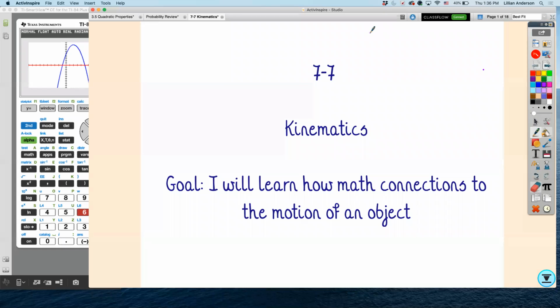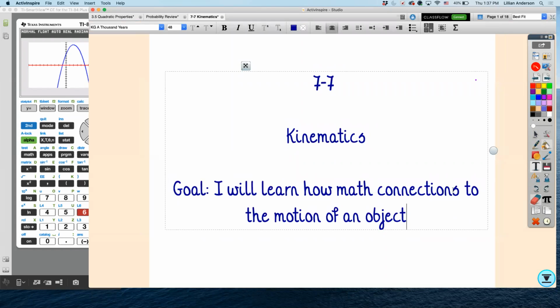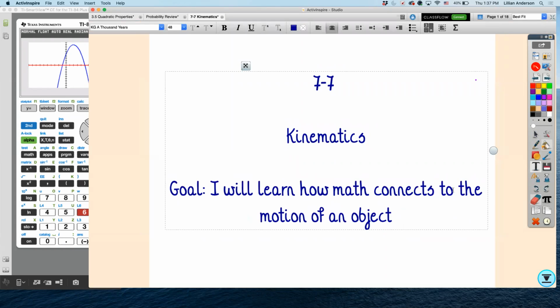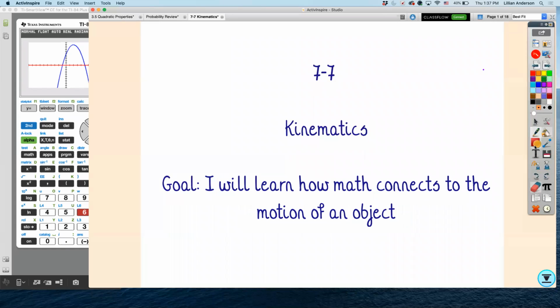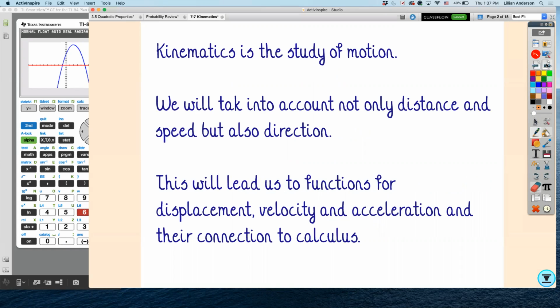7-7, and we're talking about kinematics. You will learn how math connects to the motion of an object, okay? So we're talking about how a particle can move.